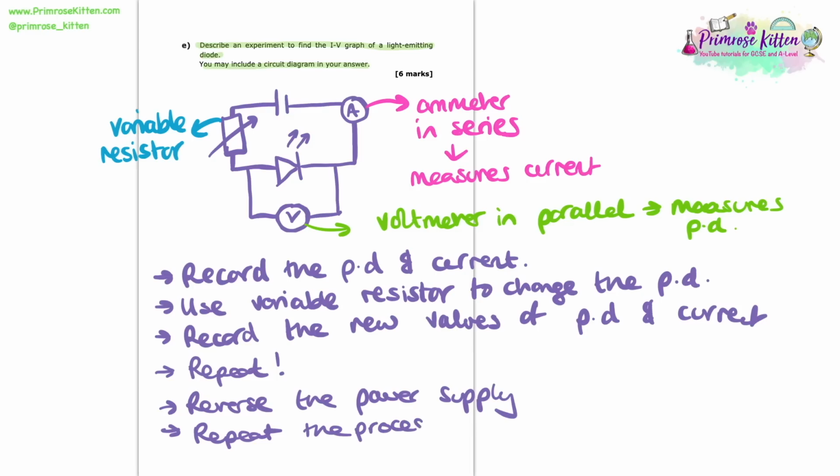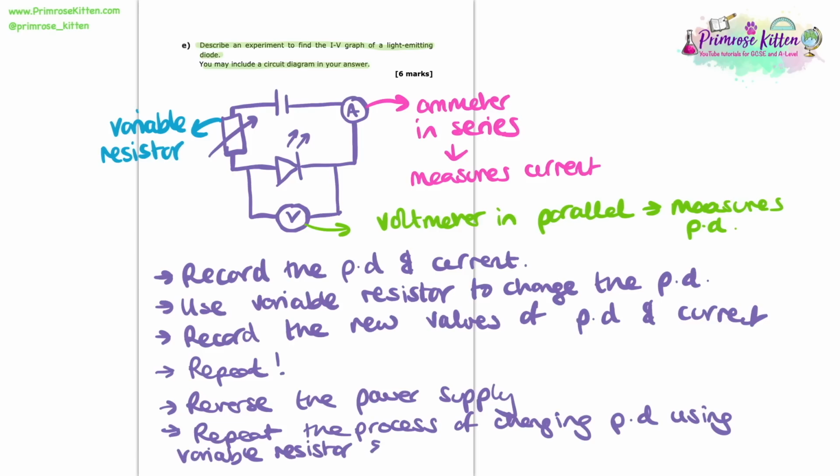And now we're going to repeat the process before of recording the potential difference and the current, and then using the variable resistor to change the potential difference and repeat. So once we've done this, we're going to have many data points for both positive potential difference and negative potential difference. So now all we need to do is plot a graph of current against potential difference. And this, of course, was the aim of the game.